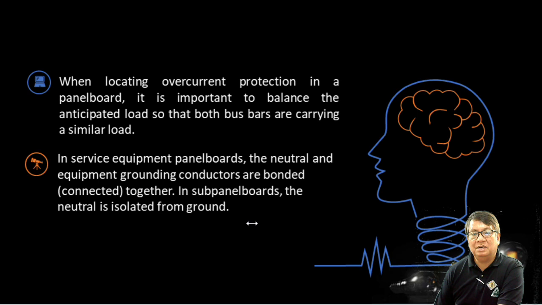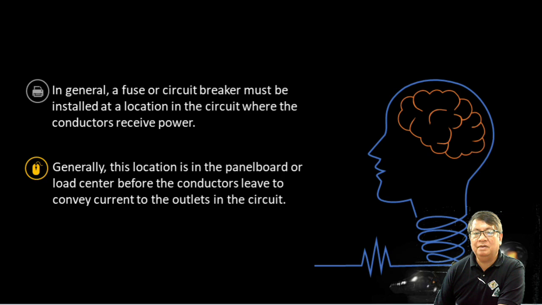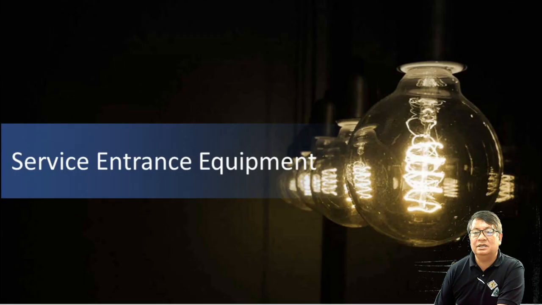In service equipment panel boards, the neutral and equipment grounding conductors are bonded together. So, mayroon po tayong tinatawag na neutral as isolated from the ground. The fuse or circuit breaker must be installed at a location in the circuit where the conductors receive power. This location is in the panel board or load center, before the conductors leave to convey current to the outlets in the circuit.